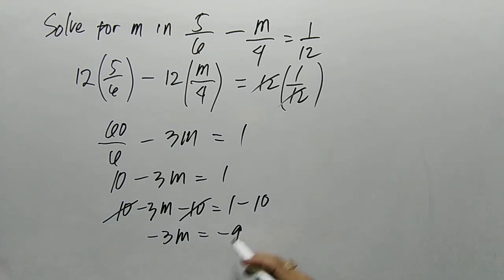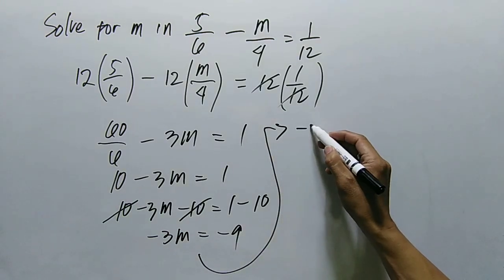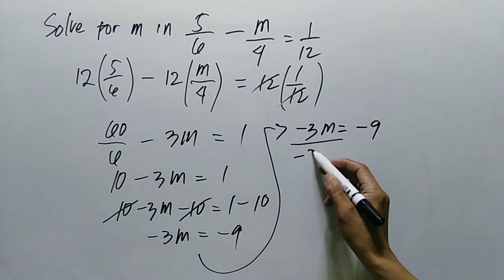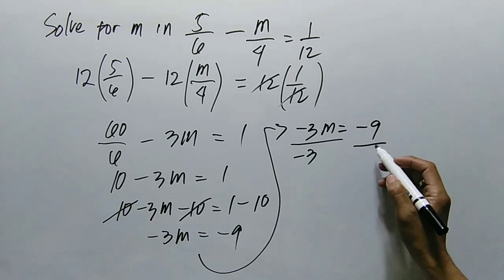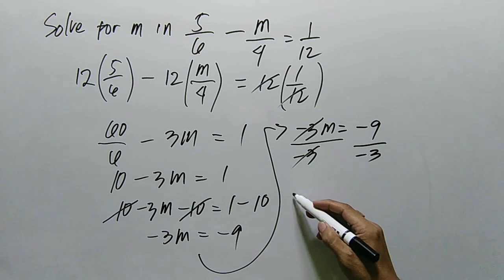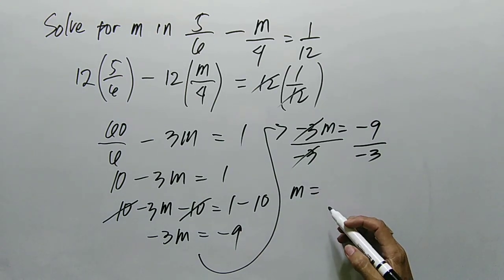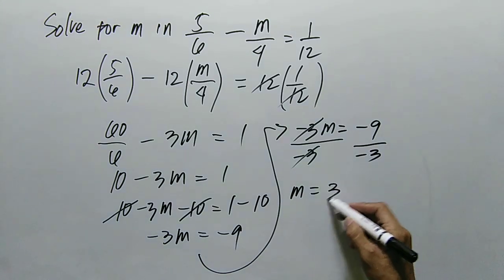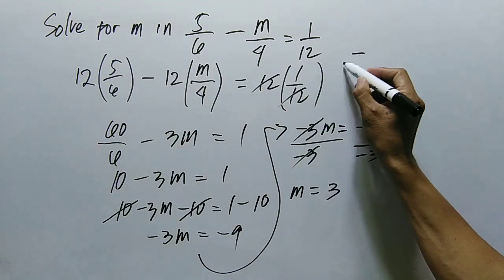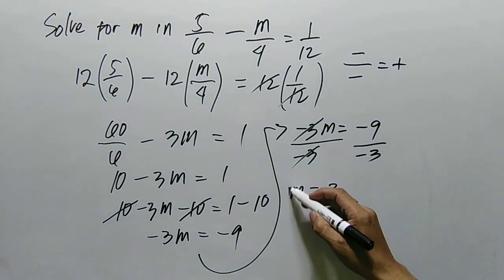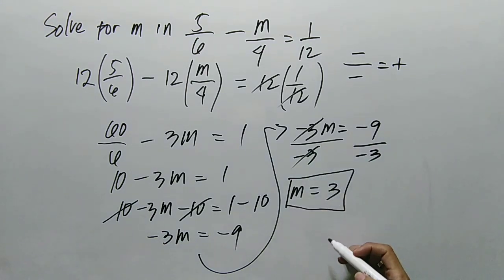And then divide natin to by the coefficient of m. Dito tayo sa taas para makita. So negative 3m equals negative 9. Divide natin siya by negative 3. Si negative 9, divide natin siya by negative 3. Cancel natin yan, si negative 3. Ang naiwan dito, m na lang. And then negative 9, divide by negative 3, that is positive 3. Kasi again, kapag mag-divide tayo ng like sign, the result is positive. So therefore, the final answer is m is equal to positive 3.